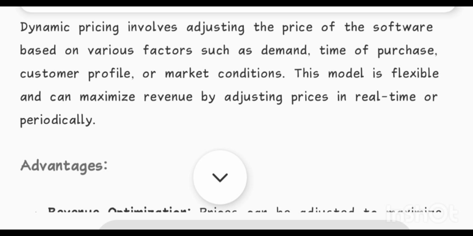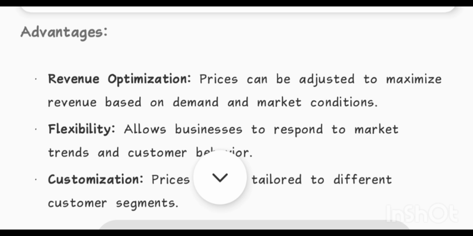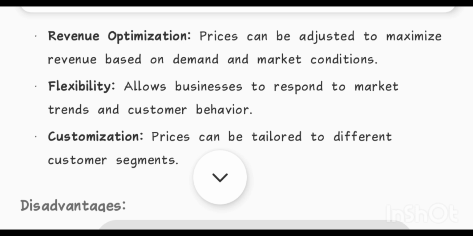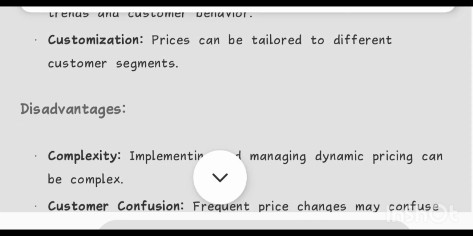This model is flexible and can maximize revenue by adjusting prices in real time or periodically. Advantages: revenue optimization. Prices can be adjusted to maximize revenue based on demand and market conditions. Flexibility allows businesses to respond to market trends and customer behavior. Customization. Prices can be tailored to different customer segments.